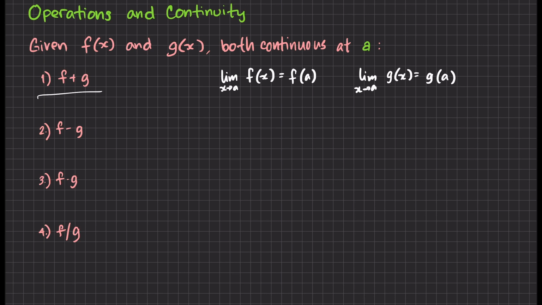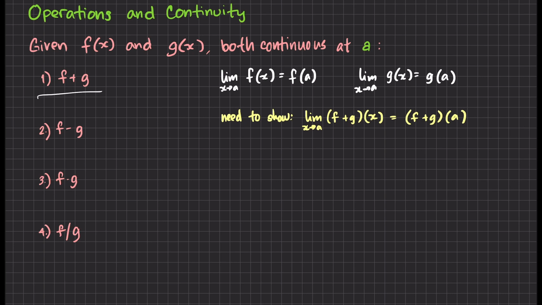Ibig sabihin, pag in-evaluate natin yung function sa a, equal siya dun sa limit ng function when x approaches a. So, the limit as x approaches a of f of x is equal to f of a, and the limit as x approaches a of g of x is equal to g of a. Ang gusto nating makita, based sa definition natin ng continuity, ay yung limit as x approaches a ni f plus g ay equal sa f plus g evaluated at a.